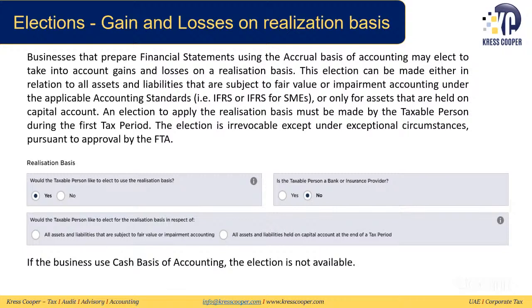This election you need to make in the first tax period, and as we said, it will be irrevocable. So this is something the companies have to think about: what is more beneficial for them. They should look at their cash flows and see whether the unrealized basis or the realized basis would be more suitable for them.